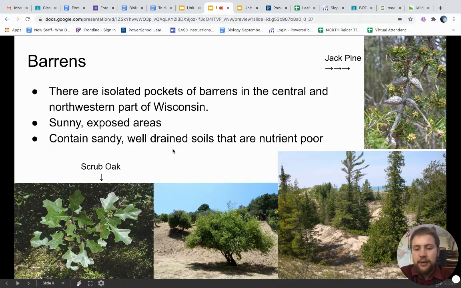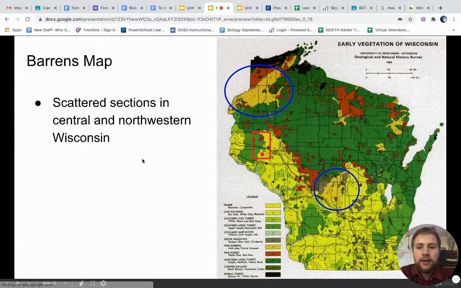But these are sandy, well-drained soils, nutrient poor, so not every kind of tree could live here. But pines are very hardy and like that sandy soil. And as I said, that's what grows here. On the barrens, there actually is a specific ecosystem called the pine barrens that really corresponds to this forest type.